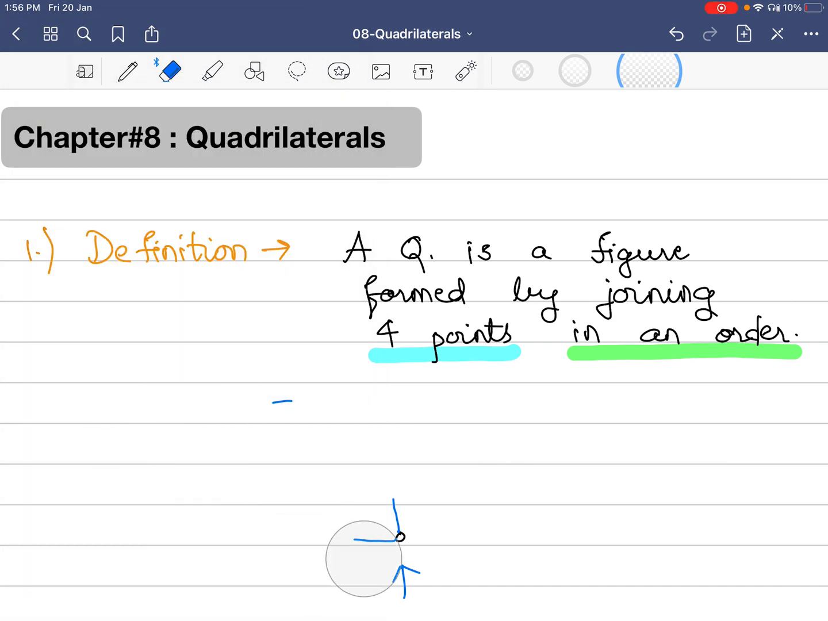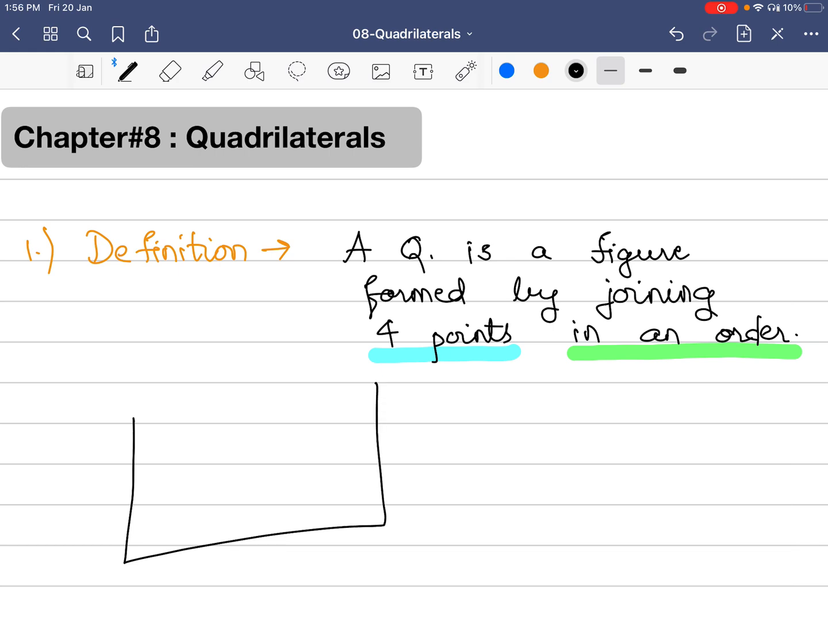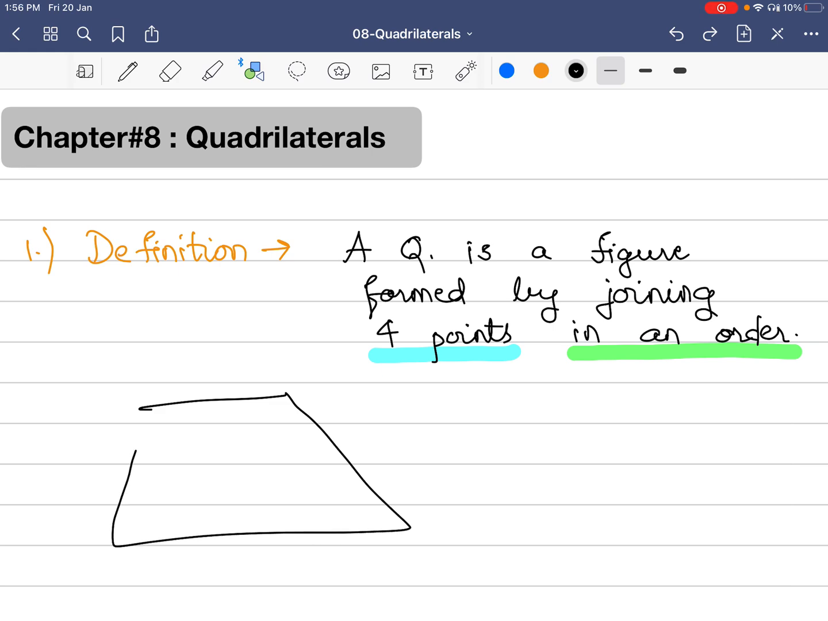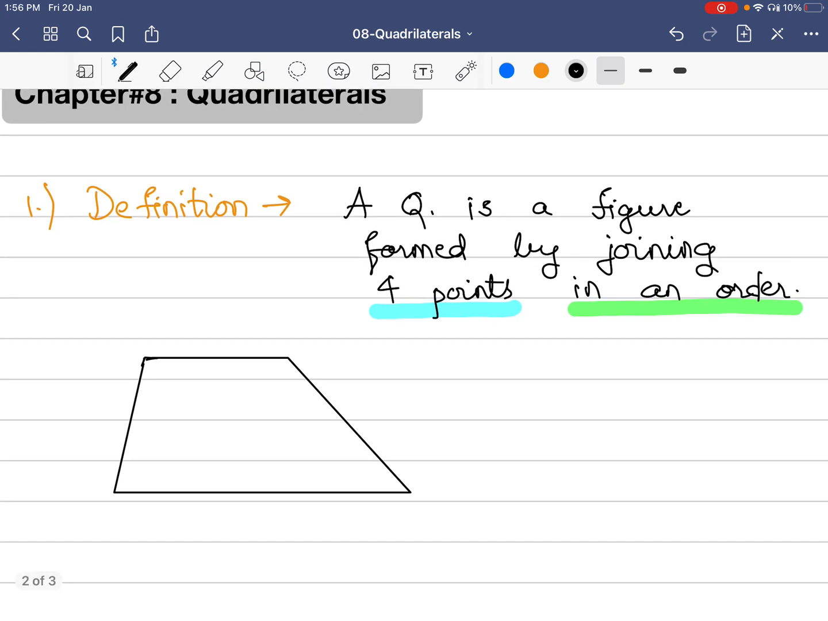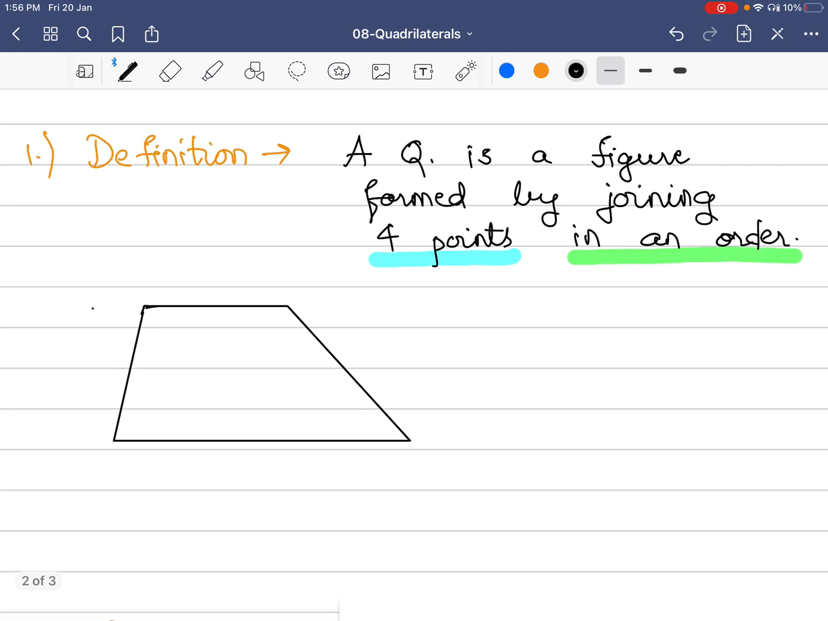Let us erase this and draw a better quadrilateral. So let's say this will be my quadrilateral here. Yes, so this is my quadrilateral. And I'm going to name it. So it has 4 vertices, as you can see: A, B, C, D.